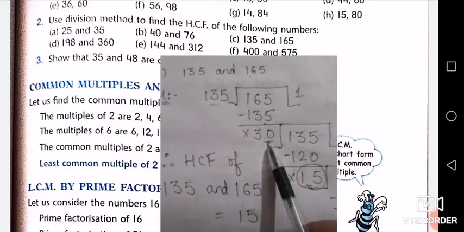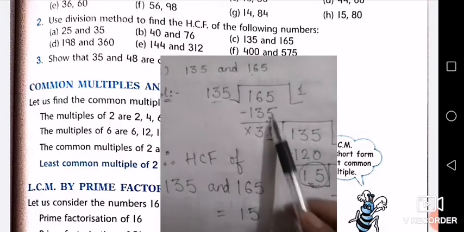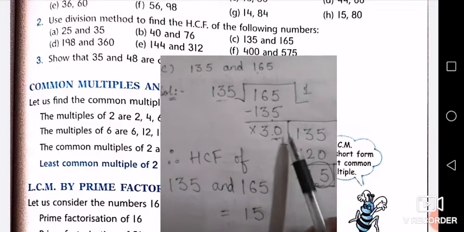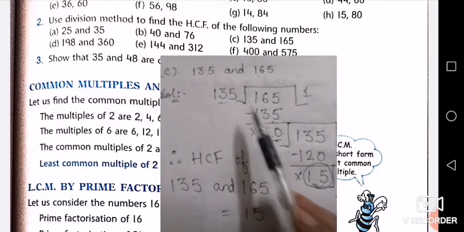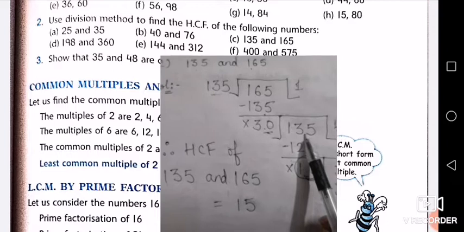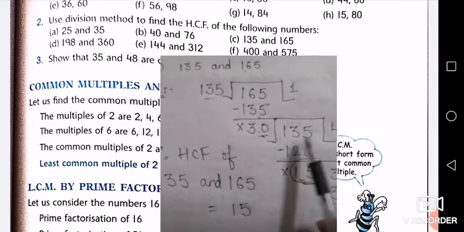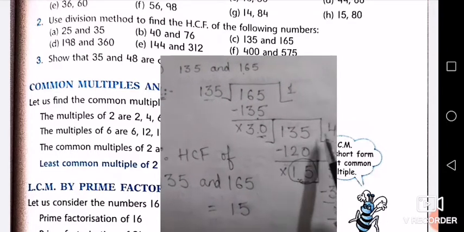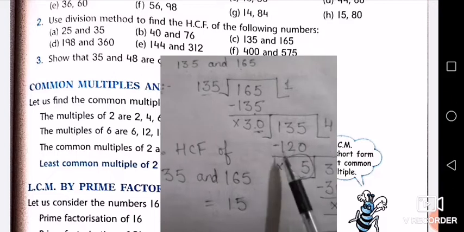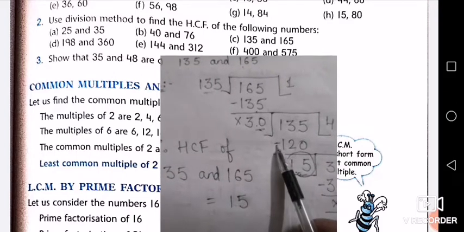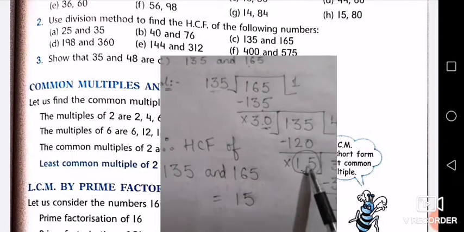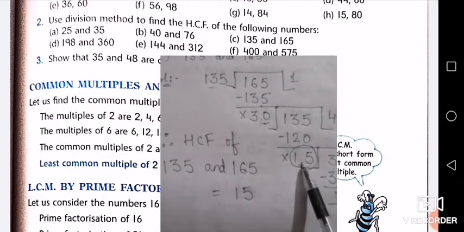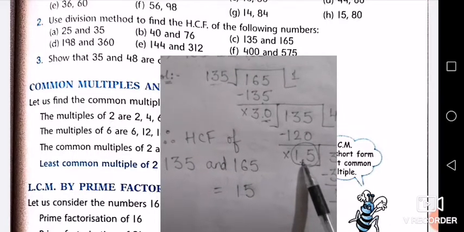Now the remainder which you get in the first step will become the divisor for the second step, and the divisor of the first step will become the dividend of the second step. Now in the second step it will go 4 times and we will subtract 120 out of 135. So the remainder which we get in step 2 is 15.